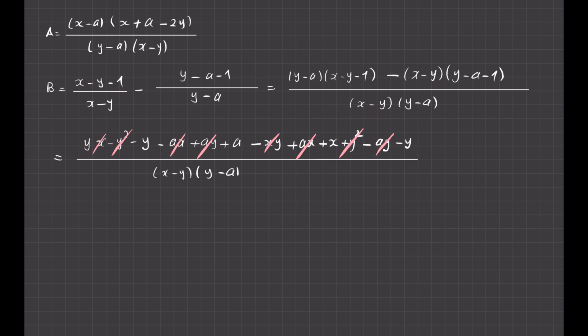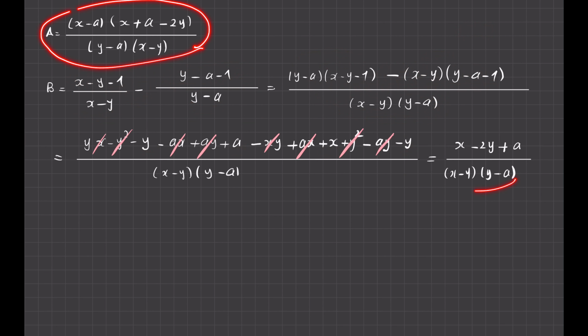Is there anything more? Oh, sorry, x is also left here, so it becomes x, do you agree, minus 2y plus a, and then I have it here, x minus y, y minus a. Okay, so now this is your a and this is your b.